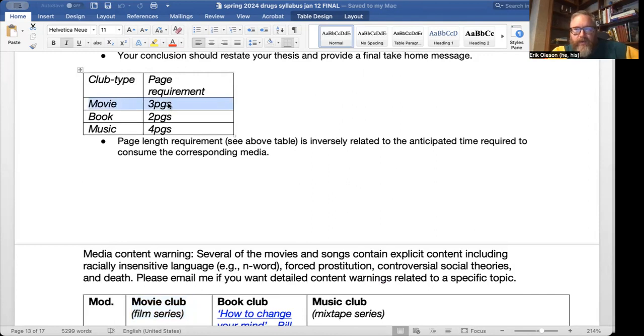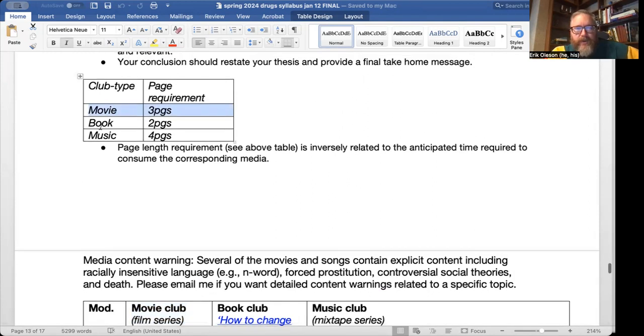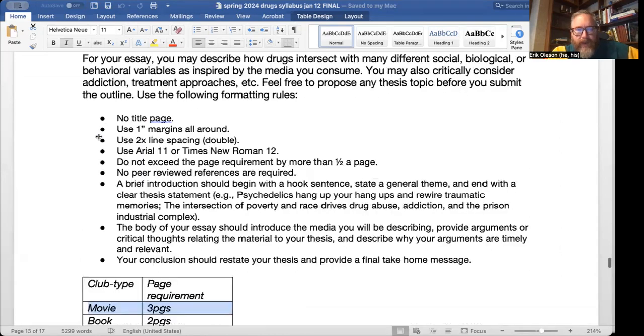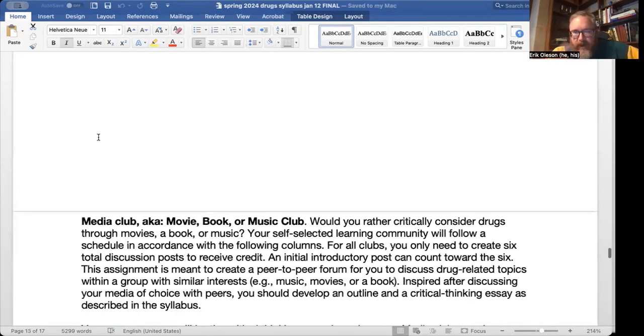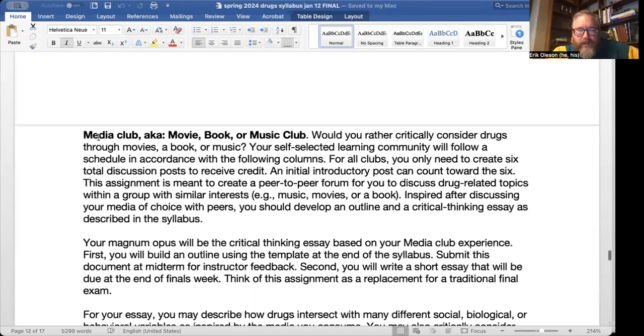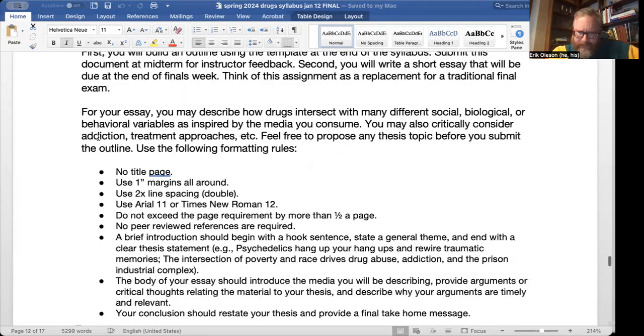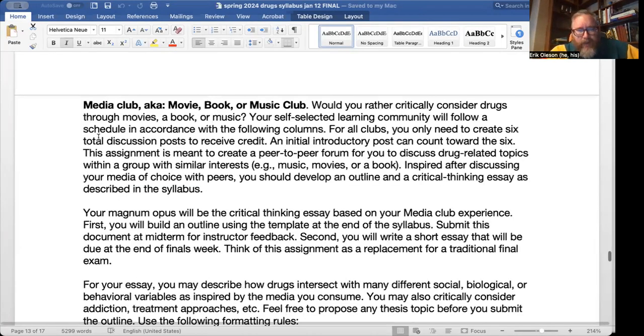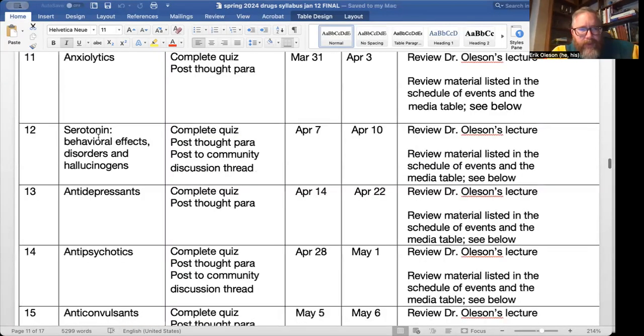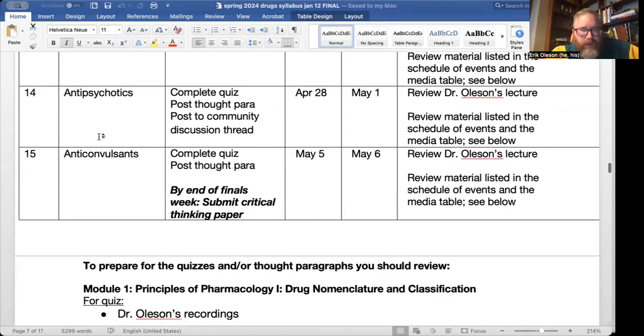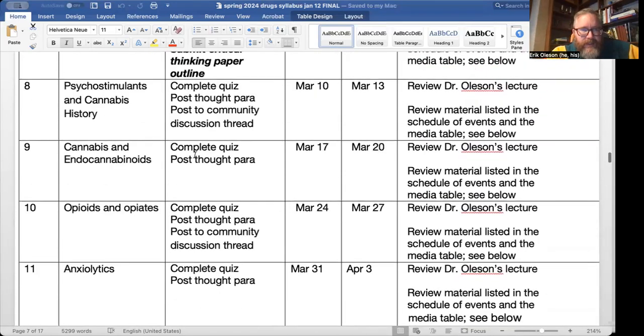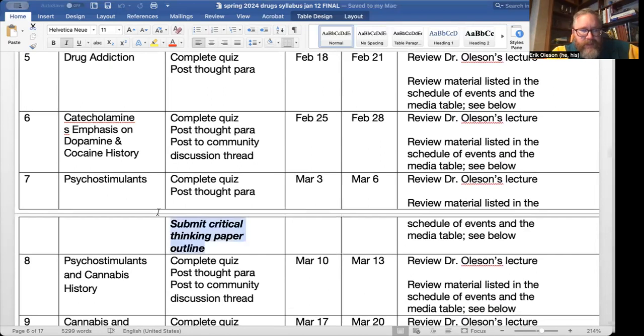If you choose the movie club, your essay must be 3 pages, book club 2 pages, music club 4 pages. I did this to account for the time it would take to consume the media. Before you submit your essay, you must first submit an outline. I have emphasized where that is here in the schedule of events. It is due in module 7. That's when your critical thinking paper outline would be due.